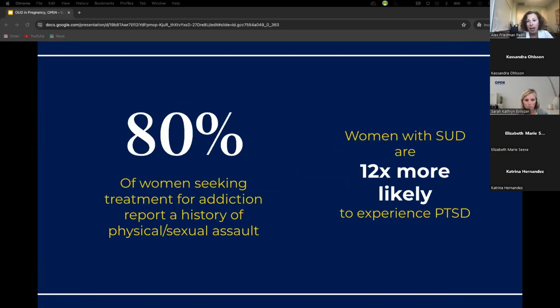When considering context, it's also important to note that 80% of women seeking treatment for addiction report a history of physical or sexual assault, and that women with substance use disorder are 12 times more likely than the general population to experience PTSD, or post traumatic stress disorder. So, as we think about providing care for this population, the how we provide services is equally important to the what. And so next, we'll review some of the basics of providing patient-centered trauma-informed care before moving into the specifics of screening and treatment.